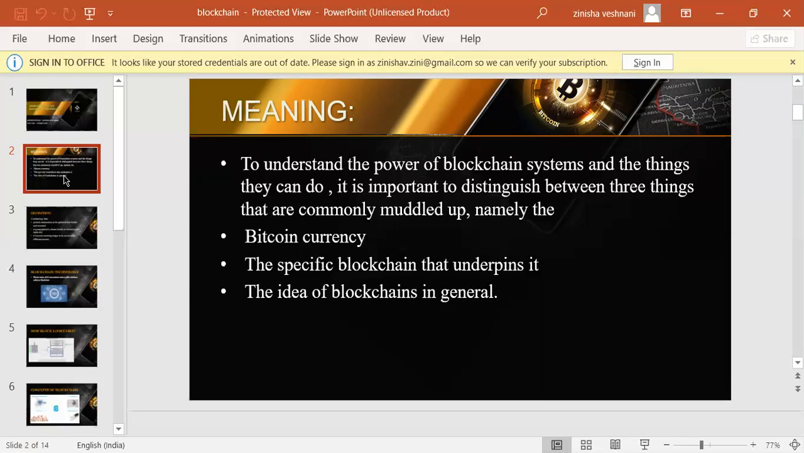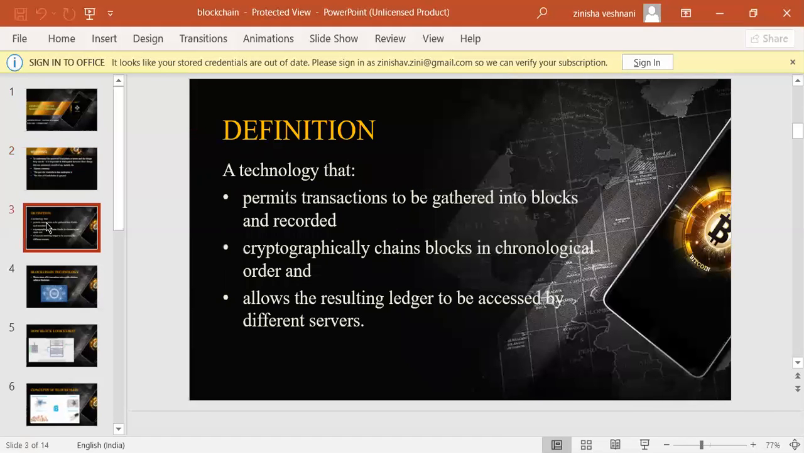Of course, blockchain is more complicated than a Google Doc, but the analogy is similar because it illustrates three critical ideas of the technology, which are the Bitcoin currency, the specific blockchain that underpins it, and the idea of blockchains in general. So, the definition of blockchain is a technology that permits transactions to be gathered into blocks and recorded cryptographically, chained in chronological order, and allows the resulting ledger to be accessed by different servers.